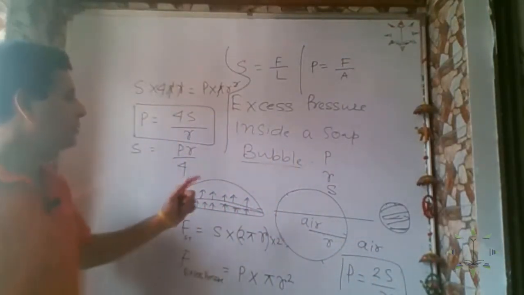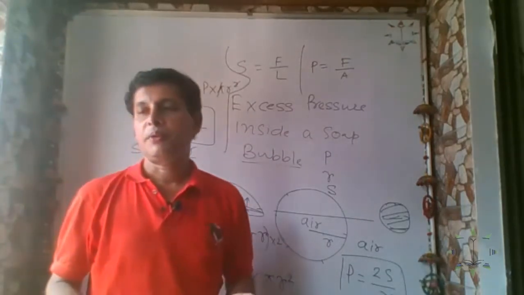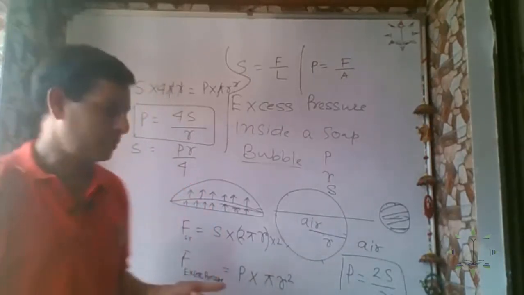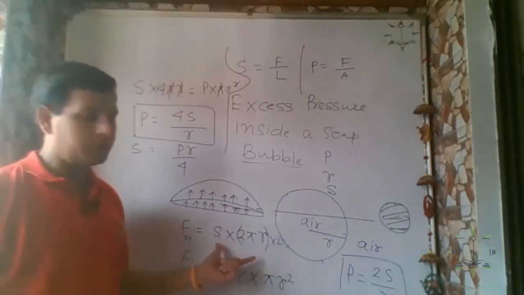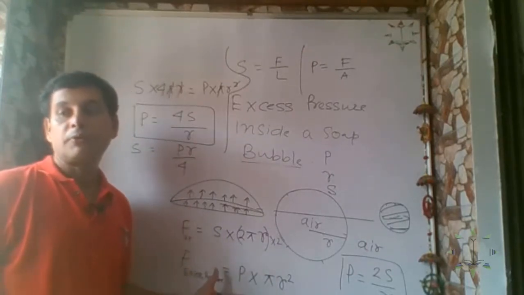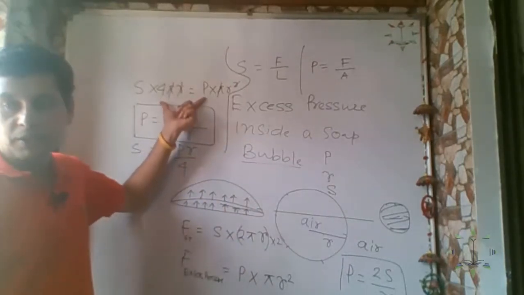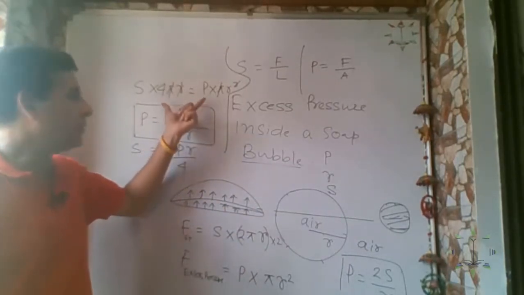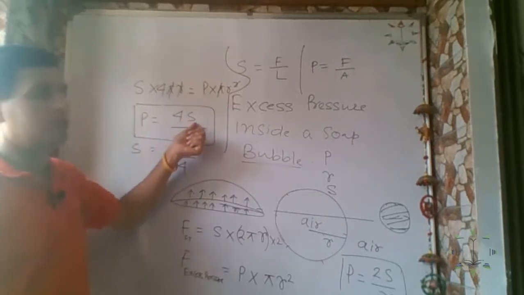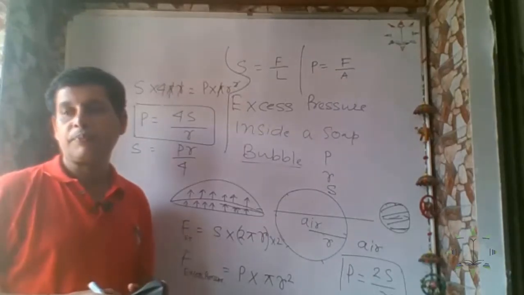Yeah. So now things are clear that because of excess pressure there is a force acting, and this force is balanced by the surface tension force. So we have calculated the force due to surface tension, and we have calculated the force due to excess pressure. At equilibrium state, these two forces must balance each other. So there is a definite relation between pressure and surface tension inside a soap bubble. So this is a very important topic.